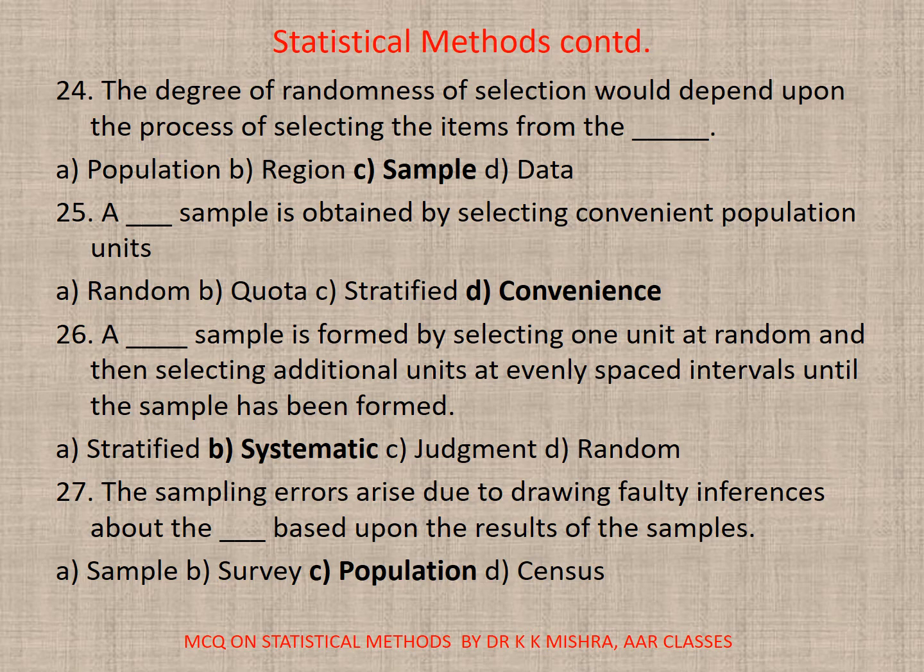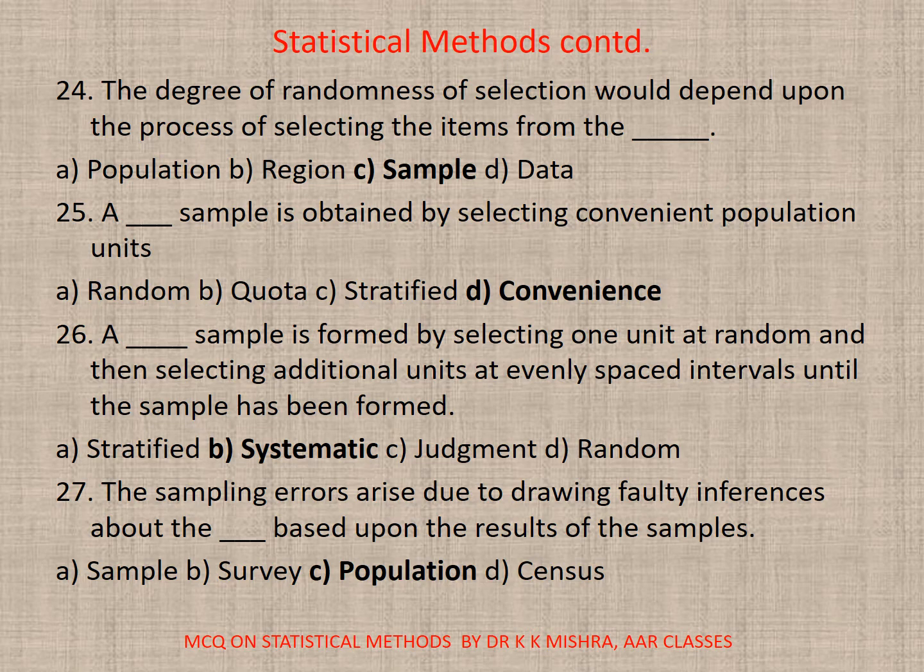Convenience. 26. A dash sample is formed by selecting one unit at random and then selecting additional units at evenly spaced intervals until the sample has been formed. A. Stratified, B. Systematic, C. Judgment, or D. Random.